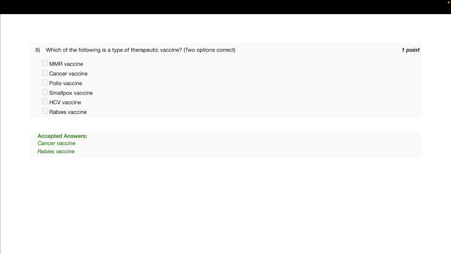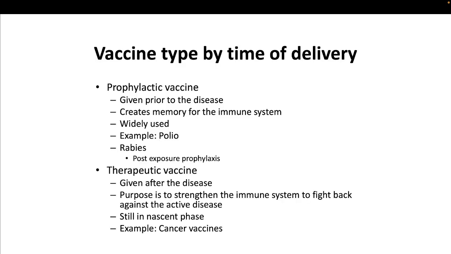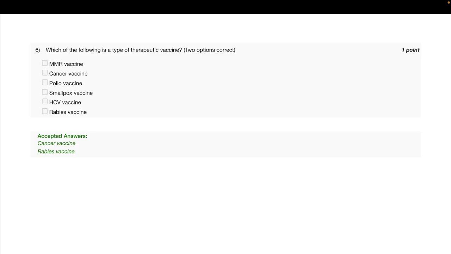So cancer vaccines are a prominent example of this. Rabies vaccine can be considered as a therapeutic vaccine, but technically speaking it is also a prophylactic vaccine. Rabies vaccine is given when the patient has been exposed to rabies, but we want to prevent the pathogen from entering the brain of the patient, so that's when rabies vaccine is administered. So it can be considered as a therapeutic vaccine, but technically speaking it is still a post exposure prophylaxis vaccine. For the purpose of this question, both the answers are correct: cancer vaccine and rabies vaccine. Is this clear?